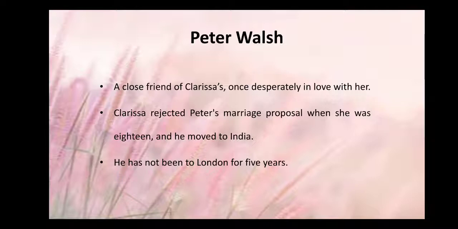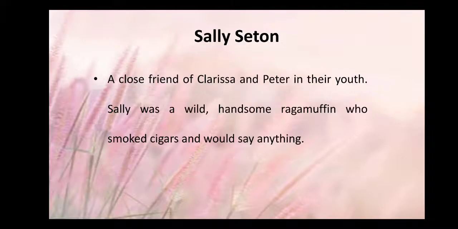He has frequently had romantic problems with women, and we see that while the action of the novel is going on, he's currently in love with a married woman in India named Daisy. And specifically to look at, he wears horn-rimmed glasses and a bow tie, and earlier he was a socialist also. Then we have another close friend of Clarissa and Peter in their youth by the name of Sally Seton.